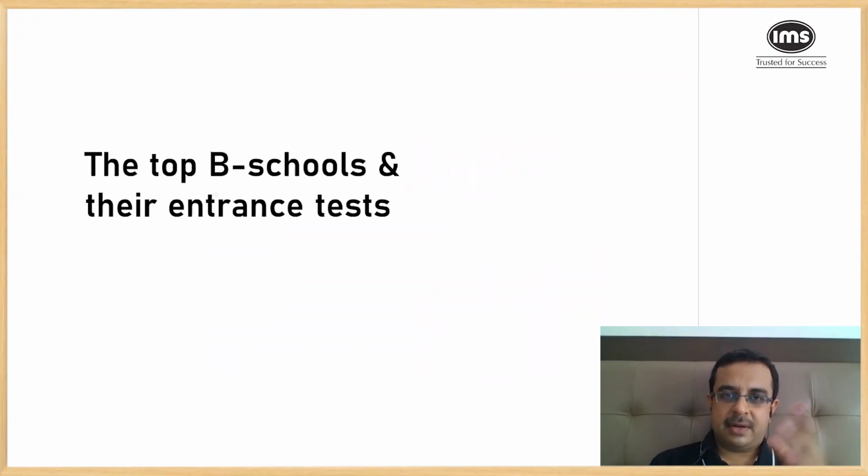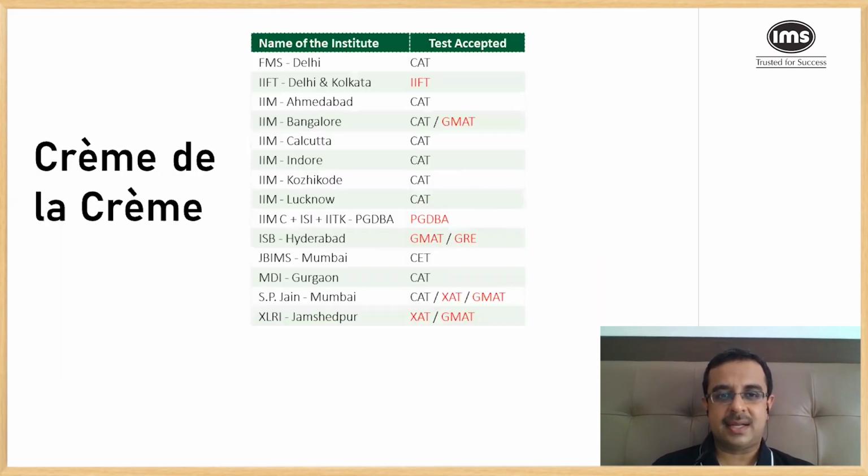So finally, I've talked about a lot of tests, a lot of institutes. If I have to summarize all that and give you a list of the top B schools and the entrance exams that they take, then in the topmost category, which we call the creme de la creme institutes, the top 15 colleges, as you can see, a lot of them accept the CAT. But there are other non-CAT exams also that they're accepting, which I have highlighted here in red.